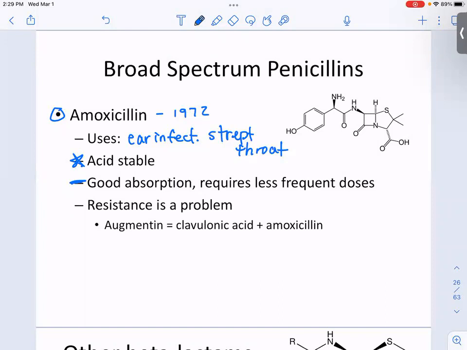So to try to extend the use of amoxicillin, typically it's marketed today as something called Augmentin. If you augment something, that just means you add to it to make it better. So we've added something to the amoxicillin, clavulanic acid. This is a beta lactamase inhibitor.